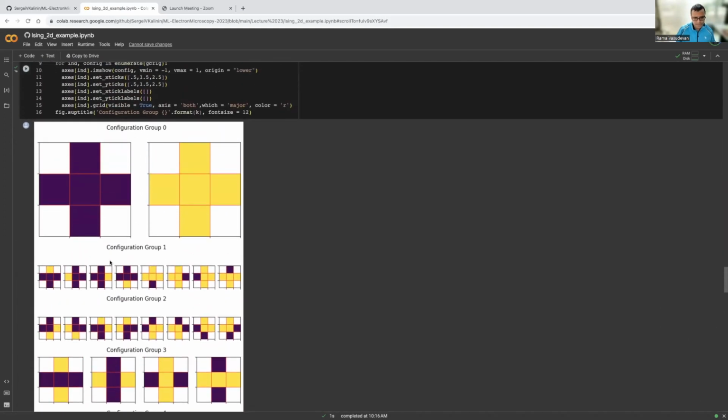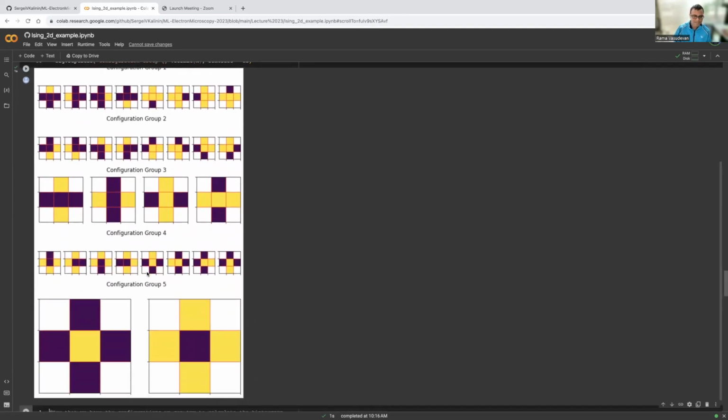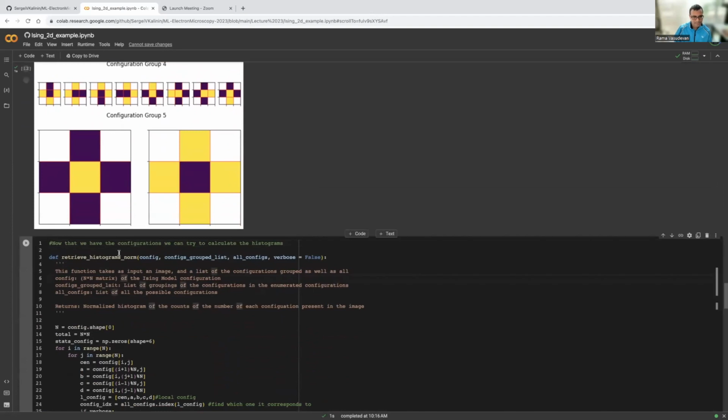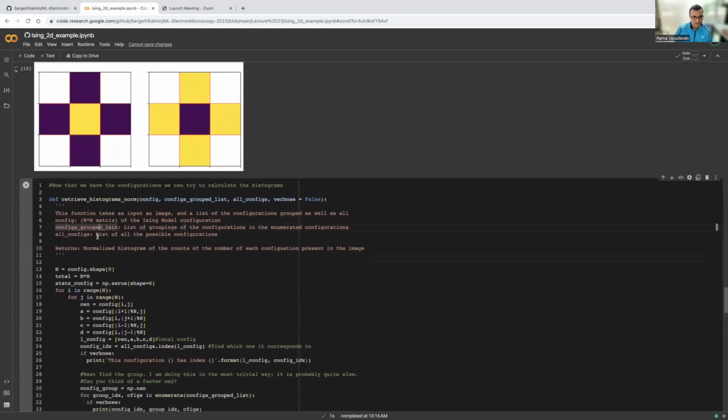So this is just sort of enumerating through the different configurations. This is really the most tedious part of doing this work. It's really trying to find out what configurations are the same or not. But as I mentioned before, I've done this for you. And so now that we have these configurations, we want to try to calculate the histograms, right? So given those particular images or snapshots from our simulation, can we compute the histograms?